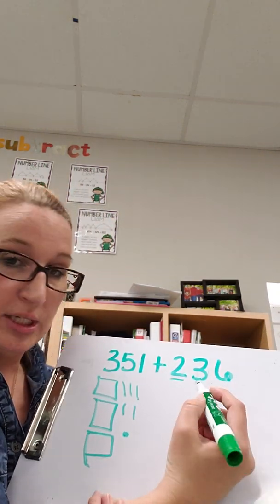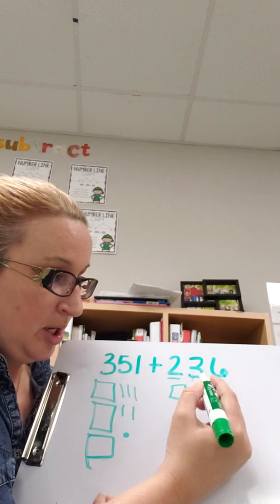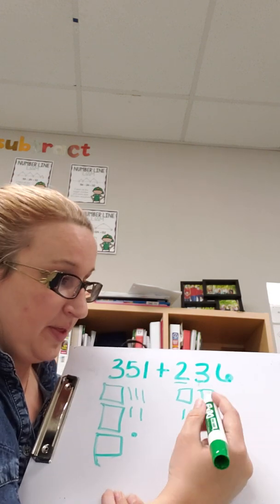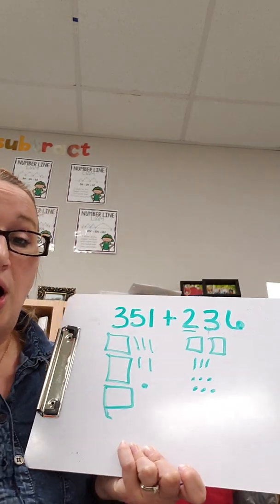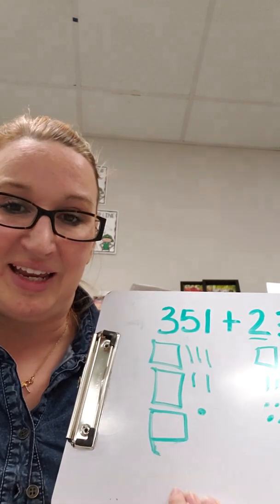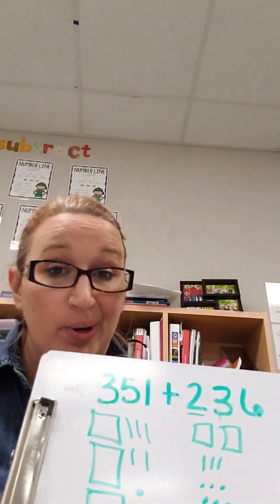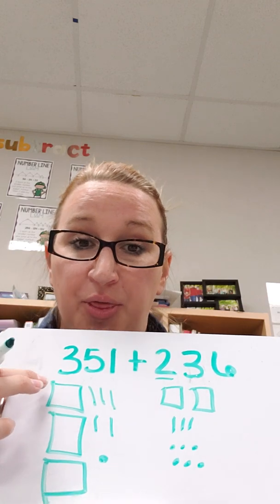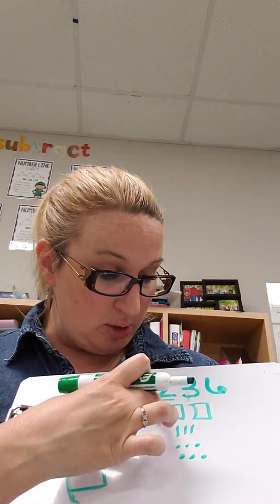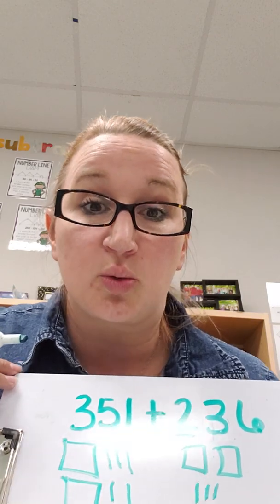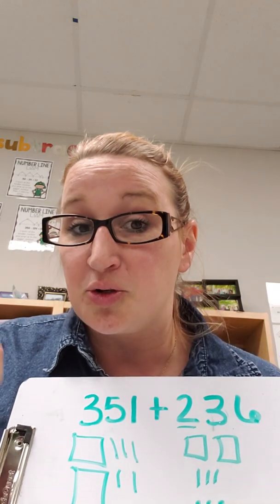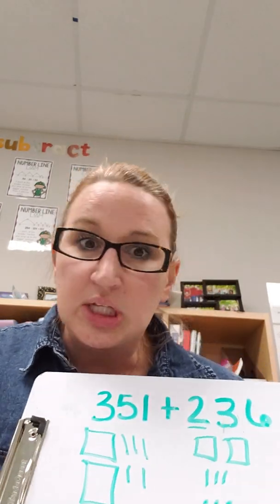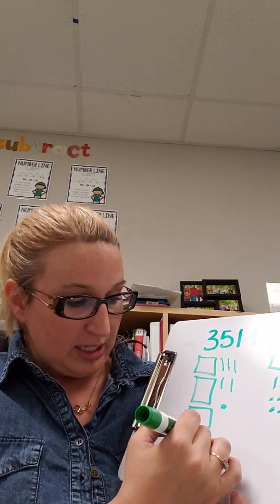So then I have 200s, 1, 2, 3 tens, 1, 2, 3, and then I have 6 ones, 1, 2, 3, 4, 5, 6. So I've drawn those two because I am combining them. I'm adding them. I'm getting a bigger number, so I need to combine them. Well, I know that 300s plus 200s is 500 because 3 plus 2 is 5. 30 plus 20 is 50. So 300 plus 200 is 500.